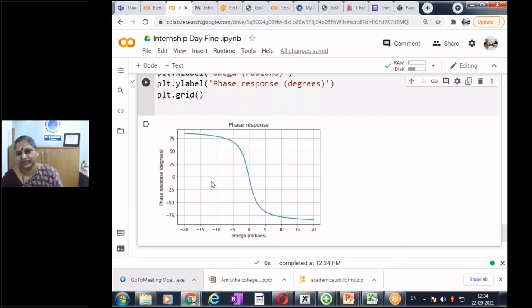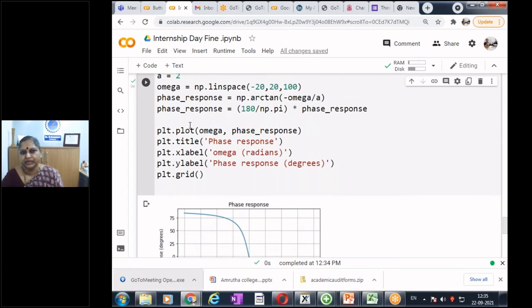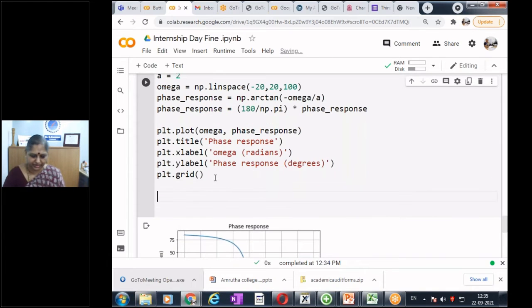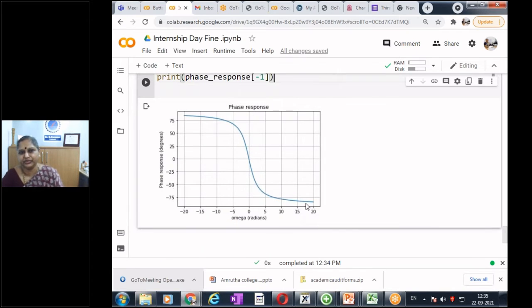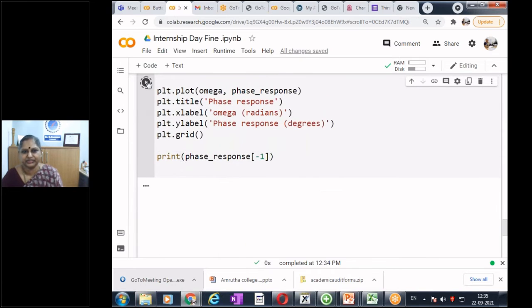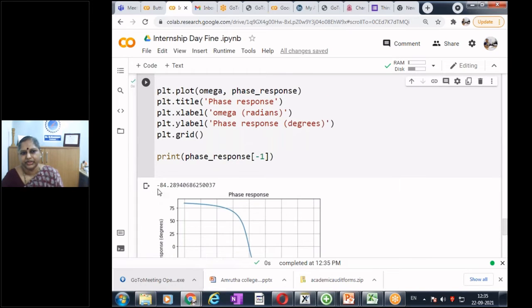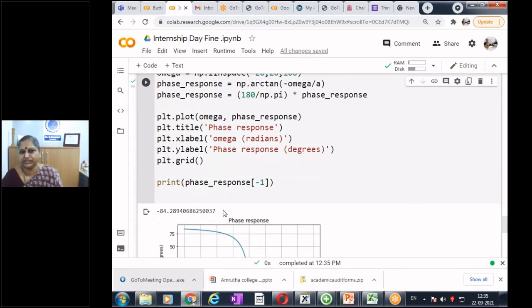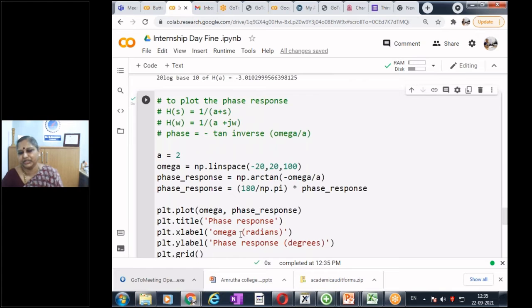Yes, so now the scale has changed. Suppose I want to see the maximum value. How will I see what is the maximum value? What's the last value of the phase? Let me check. Print phase response of minus 1. What will it give me? The final value. So let me run and see what's the value. I've got it as minus 84 degrees, because I've gone from minus 20 to plus 20.